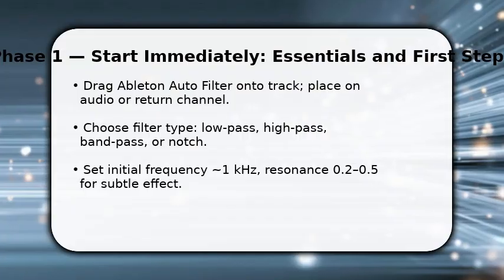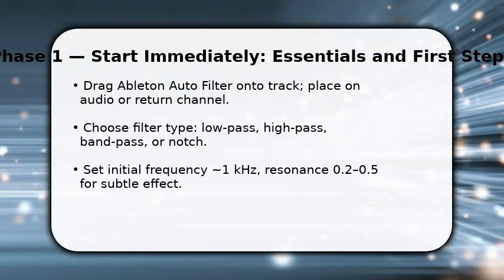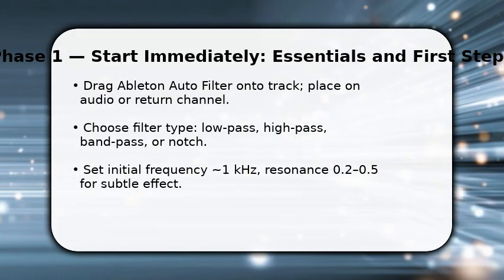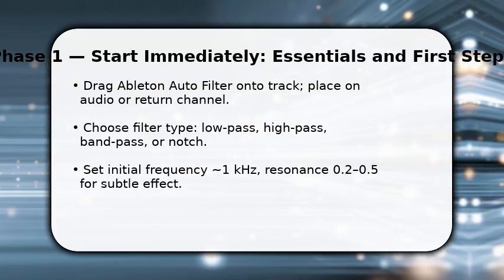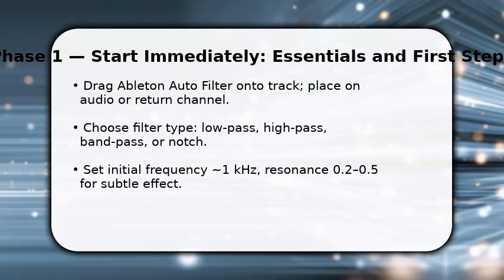Enjoy the video. You start by loading Auto Filter directly onto the track you want to shape. Immediately choose a filter type. Low pass is the default for mellow cuts, because that decides which harmonics remain.